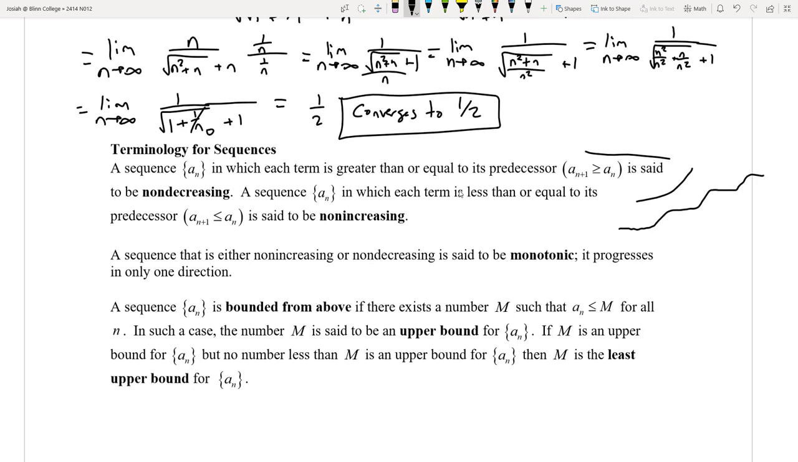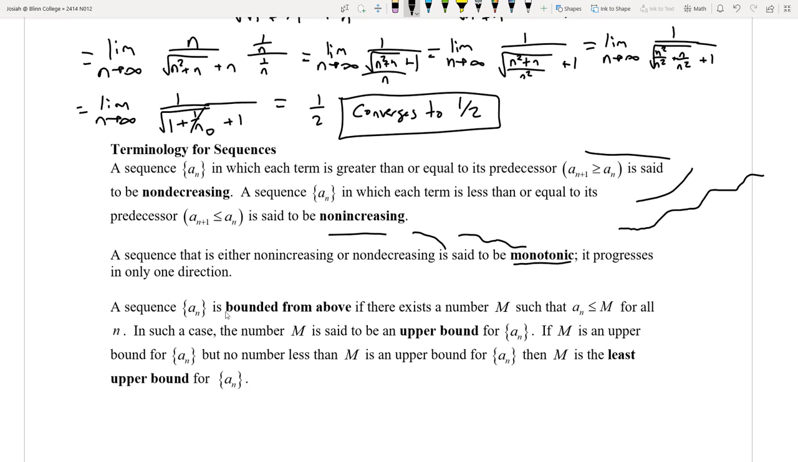On the other hand, a sequence in which each term is less than or equal to its predecessor is non-increasing. So it can either stay flat, it can continue to go down, flat, down, something like that, as long as it never goes up. Any sequence that is either non-increasing or non-decreasing is monotonic. So monotonic, right, the Greek prefix mono, meaning one, and then the tonic being the tone, the direction. It's the progression in only one direction. And so that's going to be an essential piece we need for a theorem coming up here.